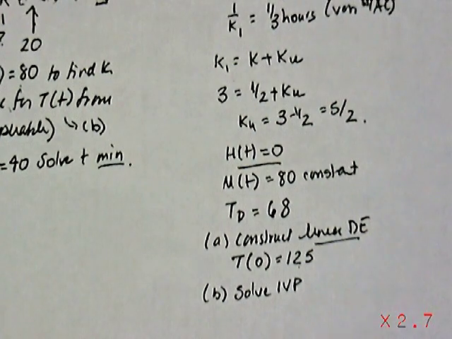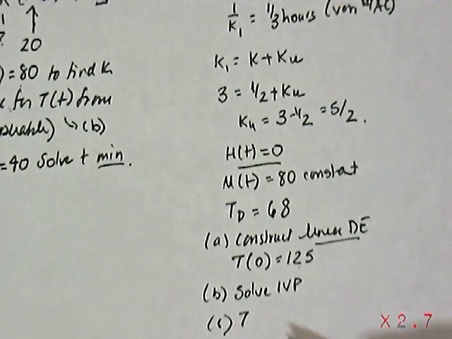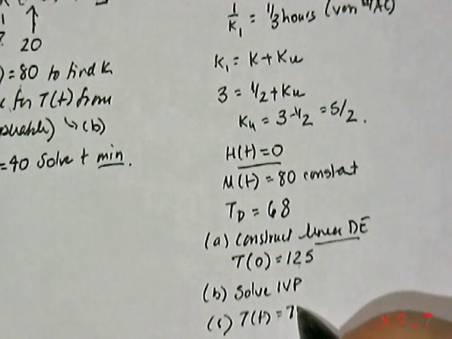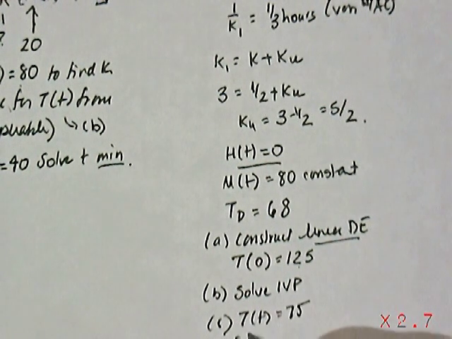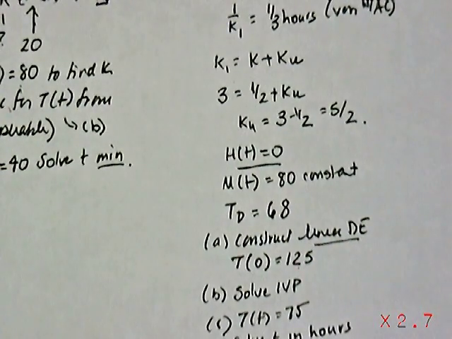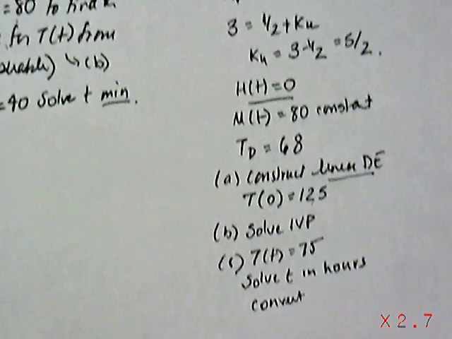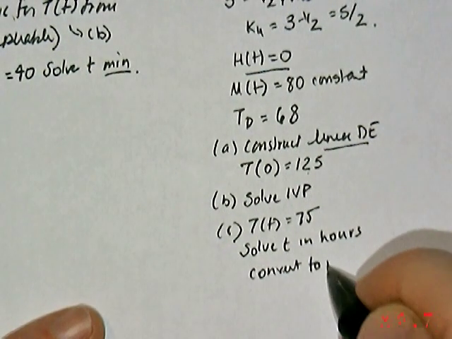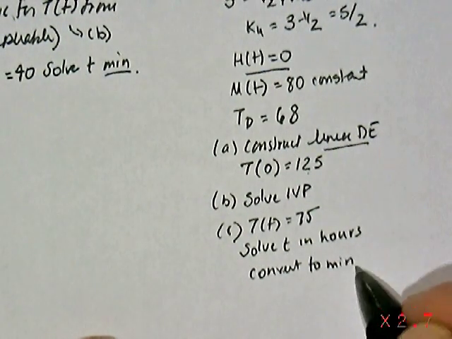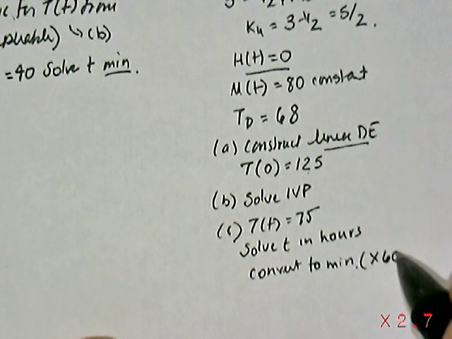And then finally, in part C, all you're asked to do is find out how long it is going to take for the temperature inside the van to fall down to 75 degrees. So you'll take your solution from part B, set it equal to 75, solve for that time in hours, and then, of course, convert that final answer to minutes by just multiplying by 60. So whatever you get for hours, just multiply by 60.